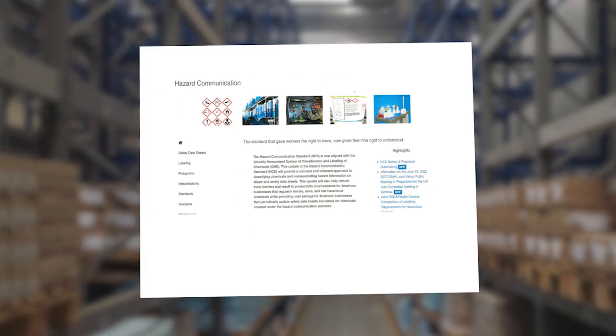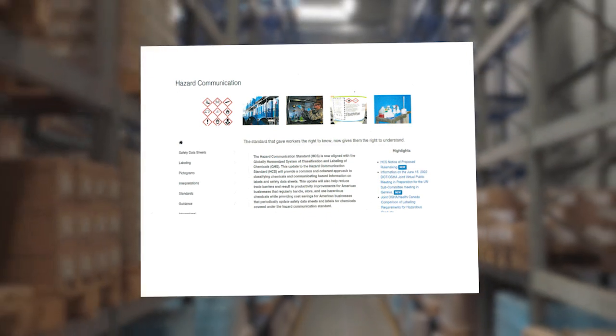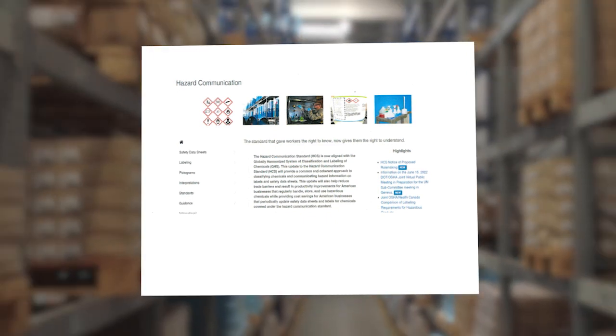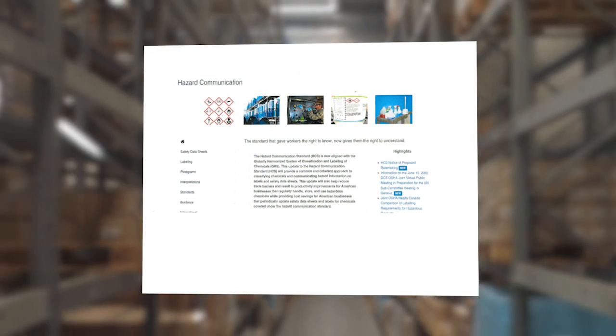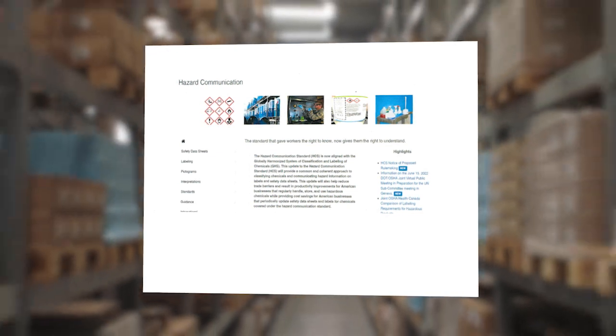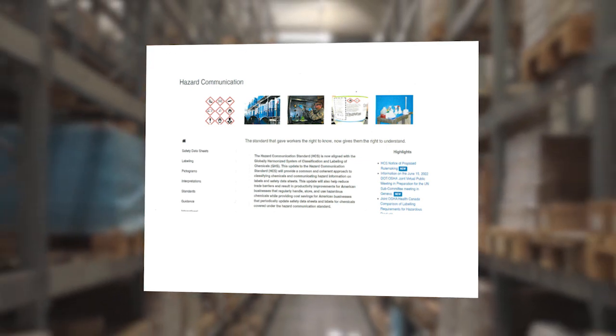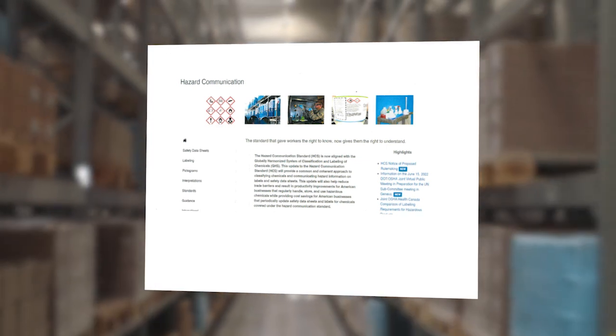This is the Hazard Communication Standard, or HCS. The purpose of the HCS is to ensure that the hazards of all chemicals produced or imported are evaluated, and that the information concerning their hazards is transmitted to employers and employees. It is sometimes called the Right to Know Law, because employees have a right to know the hazards associated with the chemicals they work with or are potentially exposed to.